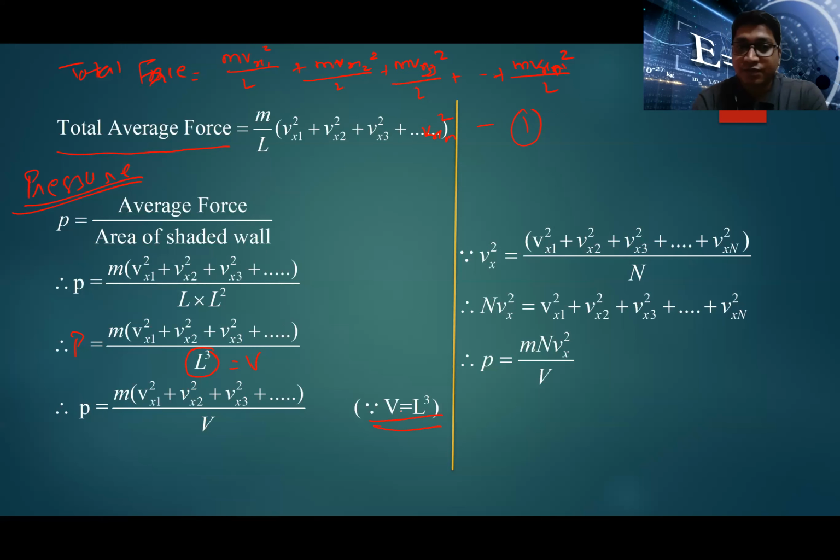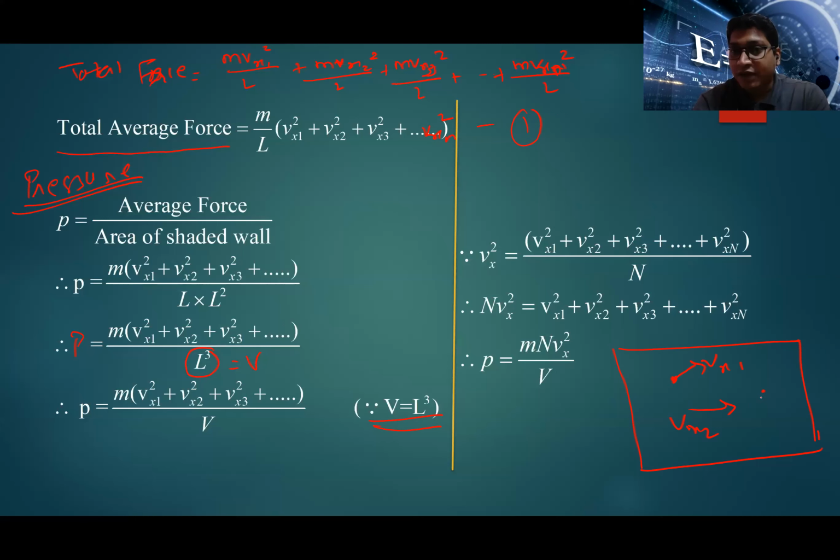Now class, what is Vx1? Vx1 is nothing but the speed of molecule 1. What is Vx2? Speed of molecule 2. So in this container, we have n molecules. This molecule is traveling with the speed of Vx1. This molecule is traveling with the speed of Vx2, then Vx3, Vxn.